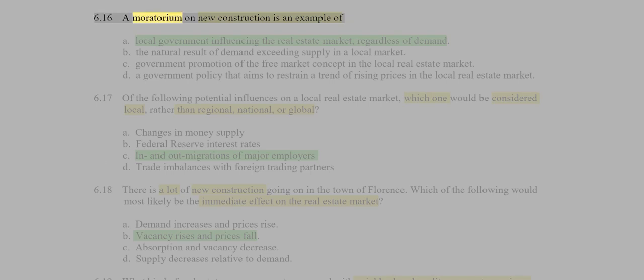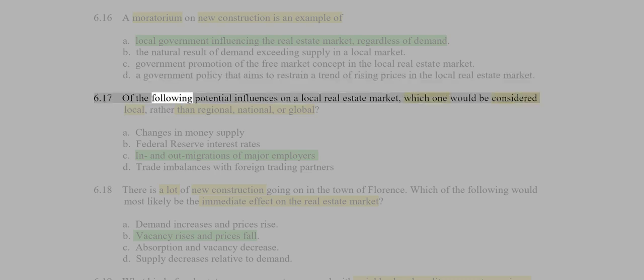6.16 A moratorium on new construction is an example of A. a local government influencing the real estate market, regardless of demand. B. The natural result of demand exceeding supply in a local market. C. Government promotion of the free market concept in the local real estate market. D. A government policy that aims to restrain a trend of rising prices in the local real estate market.